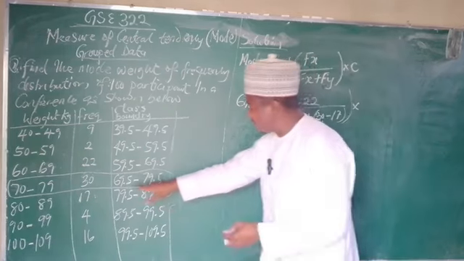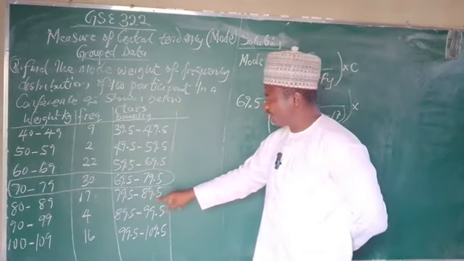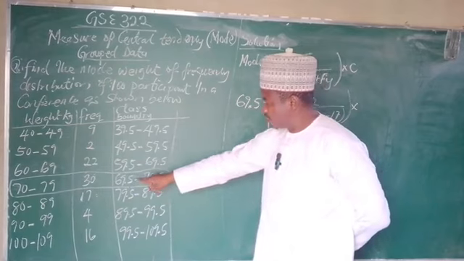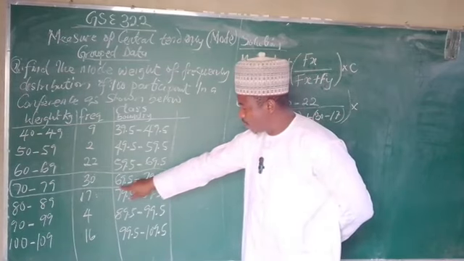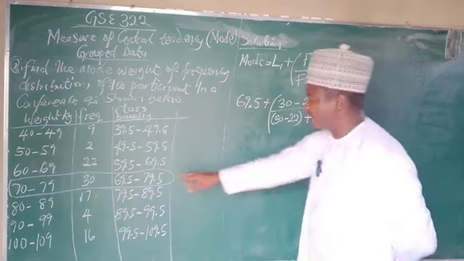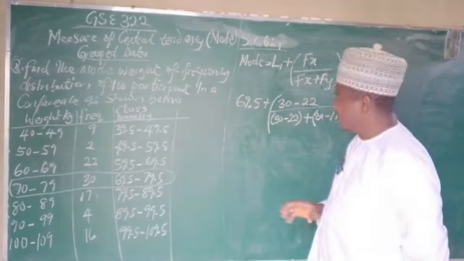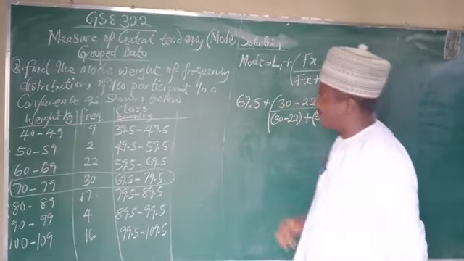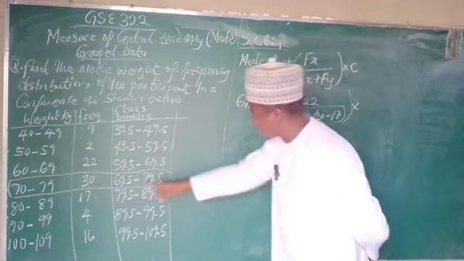We can also come here and subtract the lower class boundary from the upper class boundary of the model class. They are going to all give us the same thing. So now let's take this one.